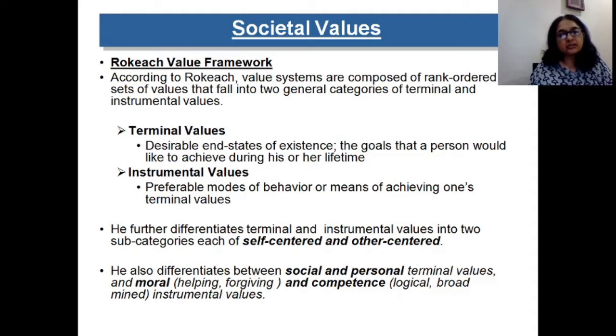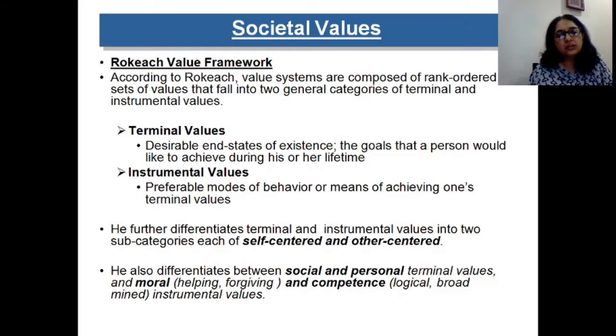Terminal values are desirable end states of existence, that is, the goals that a person would like to achieve during his or her lifetime. And instrumental values are preferable modes of behavior or means of achieving one's terminal values. So, terminal values is what the person desires to achieve, and instrumental values help to achieve those desired things. Right. So, for example, if a person wants a comfortable life, that's his terminal value, and the instrumental value would be that he would value hard work and be more ambitious in order to achieve his terminal value.